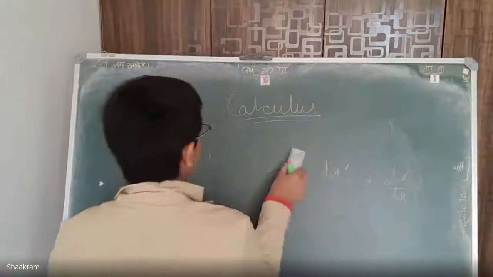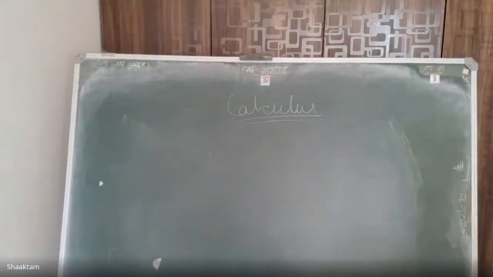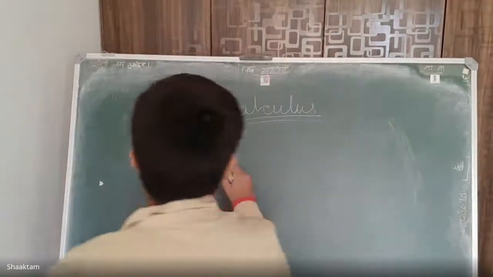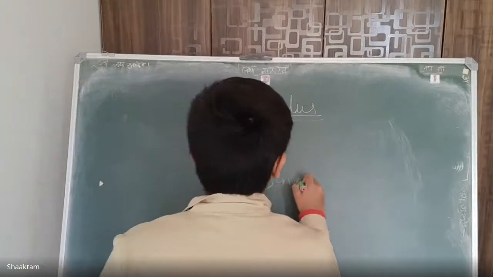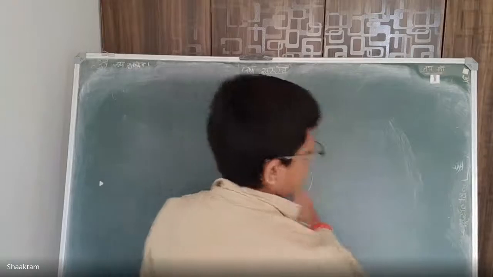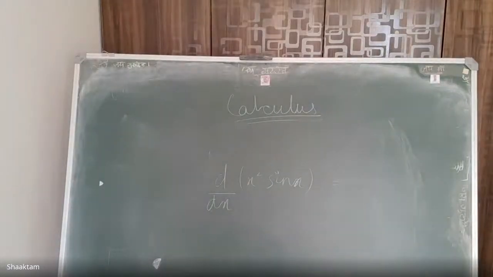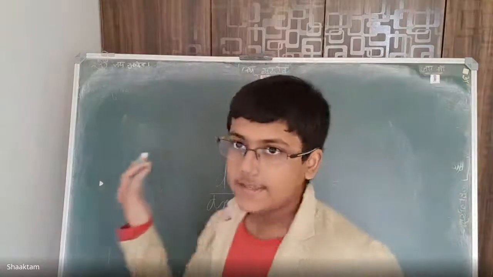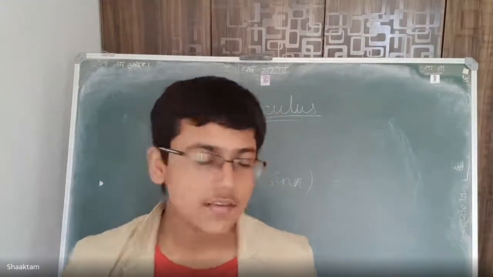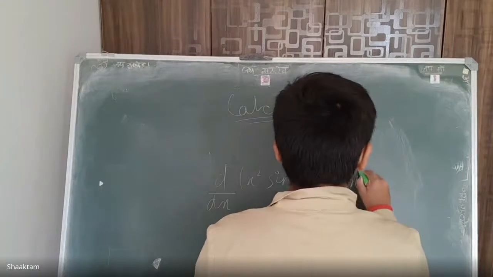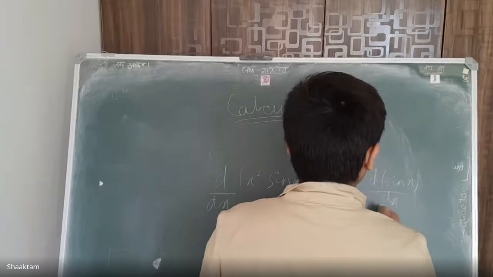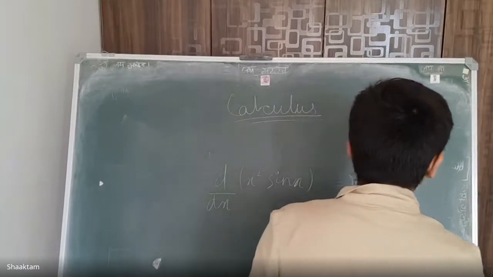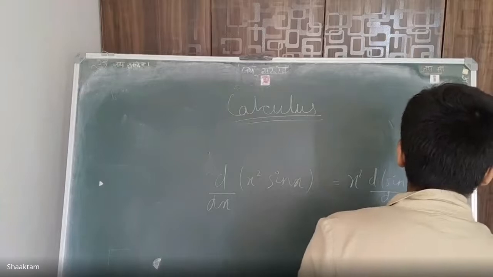Next, we have learned about the product of u and v. So let me take the example: d by dx of x square sine x. That will also be simple. It will be v du by dx plus u dv by dx. So x square into d of sine x by dx plus sine x into d of x square by dx.